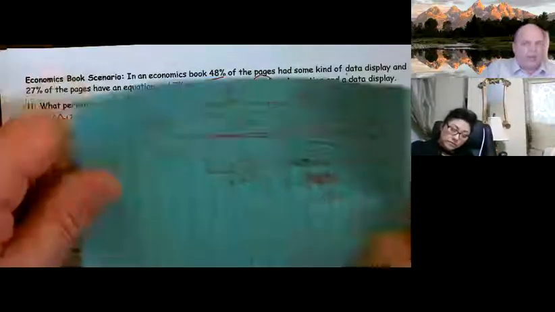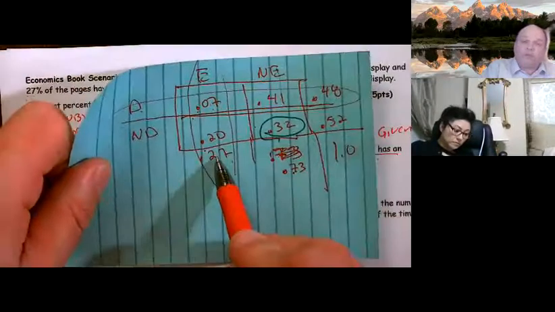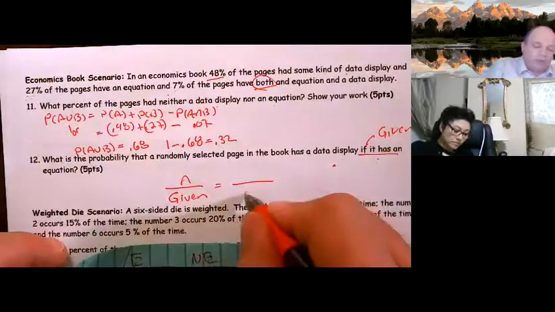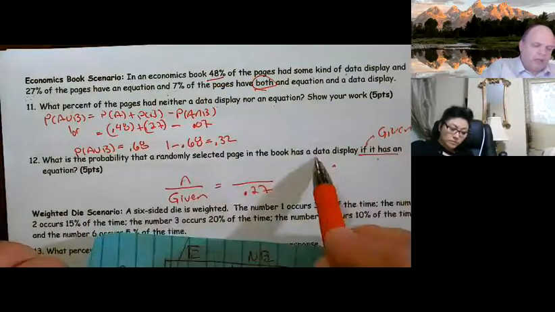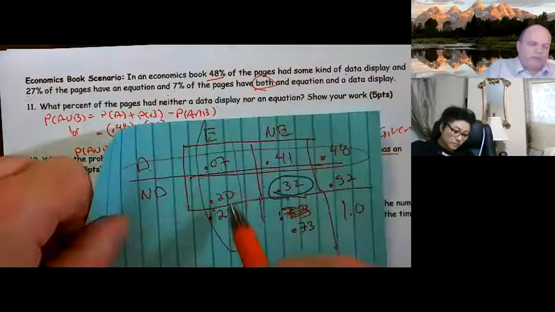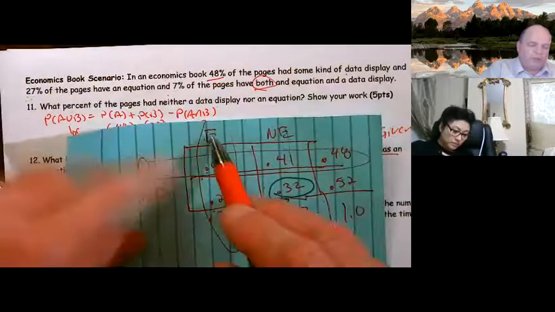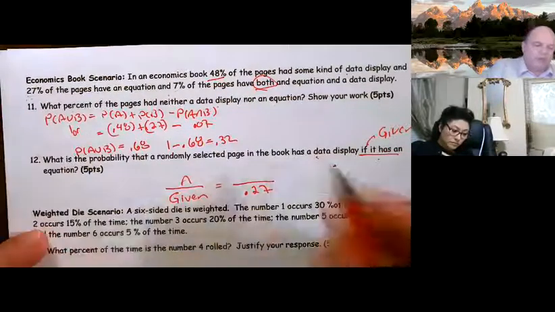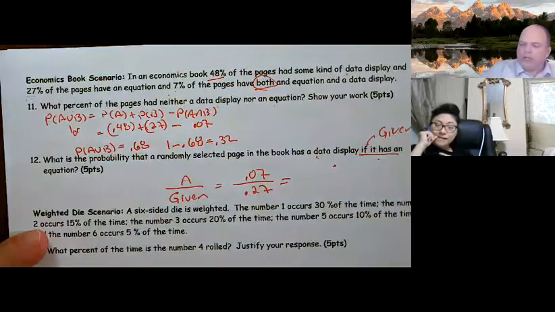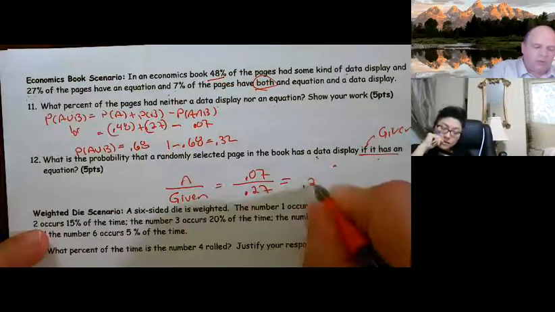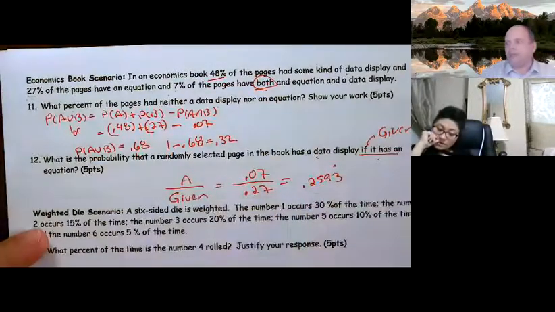What is the probability given it has an equation? Well, what percent had an equation? We know 27% had an equation. So this is 0.27. And we want the intersection with data display, which is 0.07. That's the intersection of data display and equation. So this is 0.07 over 0.27, and this equals about 0.2593.